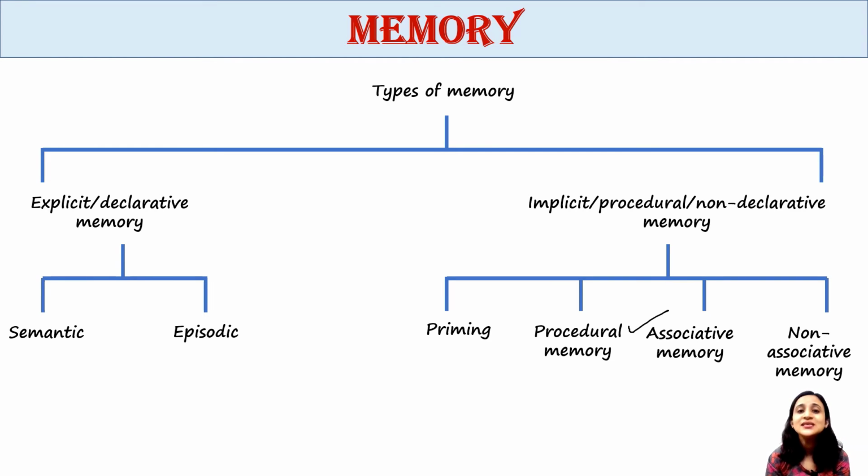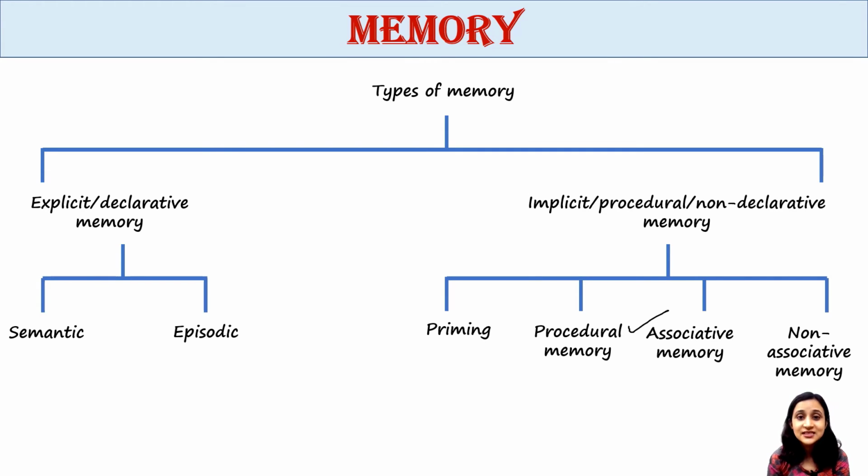Next is associative memory. So sometimes when we walk past a restaurant, we remember our friend whom we met first at that restaurant. That is associative memory because there is an association between that restaurant and our friend. So there is the association between two events, that is the associative memory. Associative memory is defined as the ability to learn and remember the relationship between unrelated items. Here two unrelated items are our friend and restaurant.